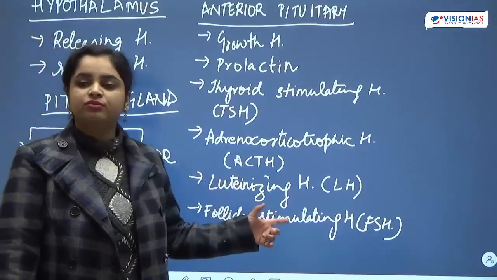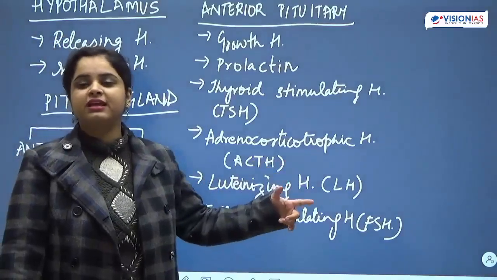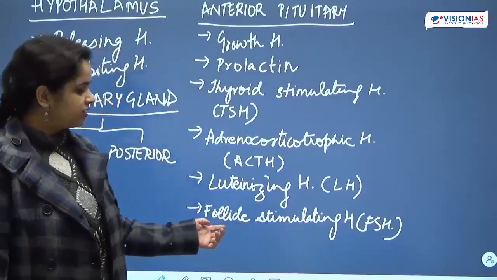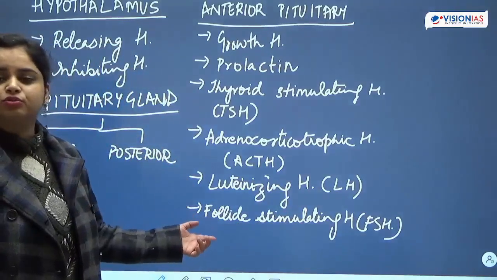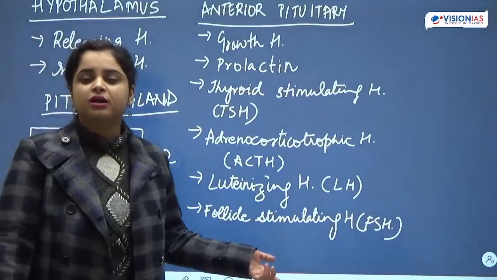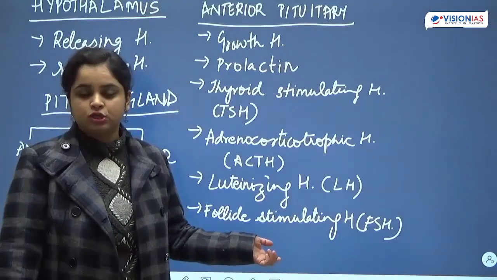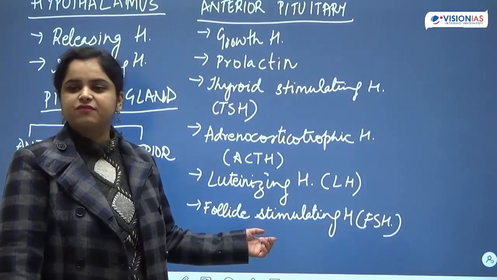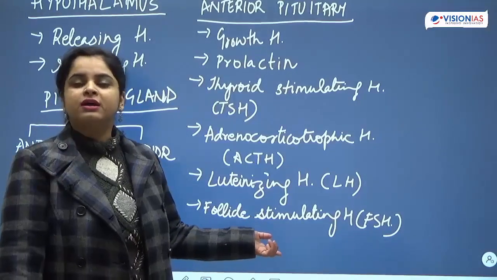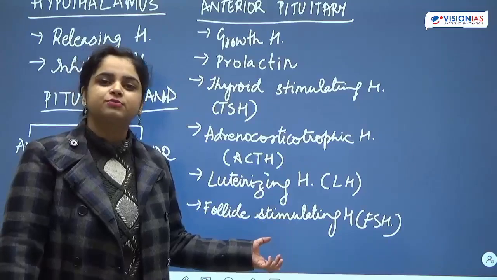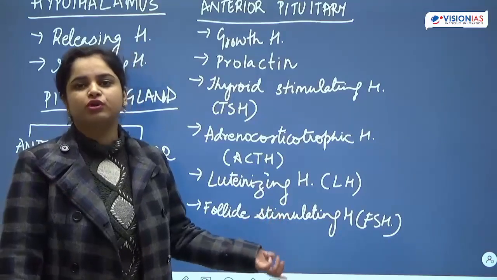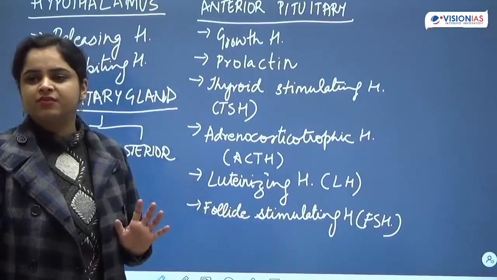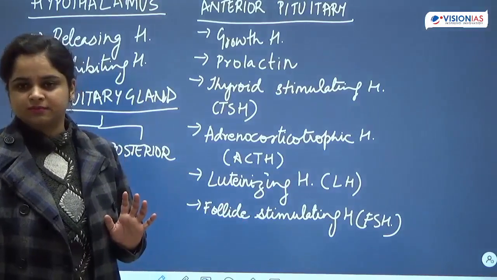Luteinizing hormone tells us about the level of sex hormones in the body. And follicle stimulating hormone is supposed to be helping in production of eggs and sperms. So if the FSH level is abnormal, then we will know that the formation of eggs and sperms in the body is also going to be impaired. So it can give you a correlation with the fertility of the person.